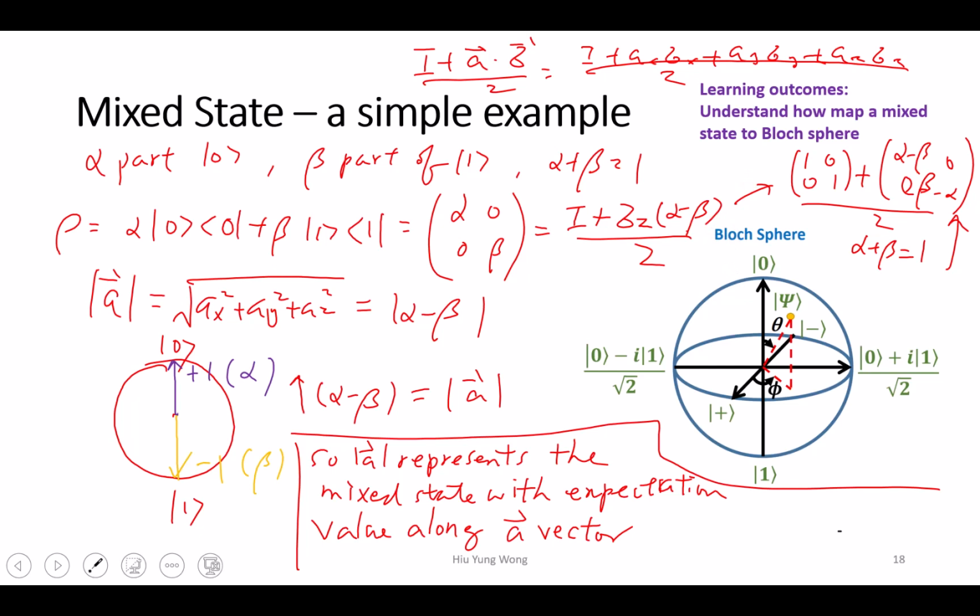So I know it's confusing. Let me just say a last word, and that's it. And then we continue next time. Let me say one more time. If you have an ensemble, you have a particular density matrix. From that density matrix, you will get the A after this expression. This A is a directional vector in our 3D space. If you do a measurement along this vector, for example, you put a magnetic field along A, the length of A represents the expectation value when you measure along A.